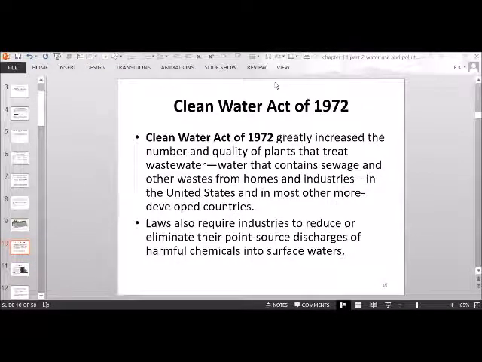So then in 1972, we had the passing of the Clean Water Act. And the Clean Water Act greatly increased the number and quality of plants that treat wastewater. And that wastewater is water that contains sewage and other wastes from homes and industries. And the Clean Water Act was for the United States and in most other more developed countries. Laws also require industries to reduce or eliminate their point source discharges of harmful chemicals into surface waters.